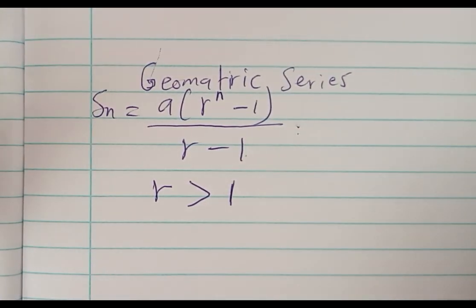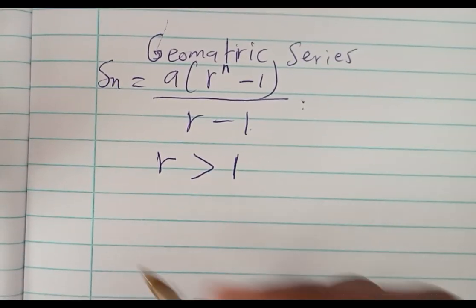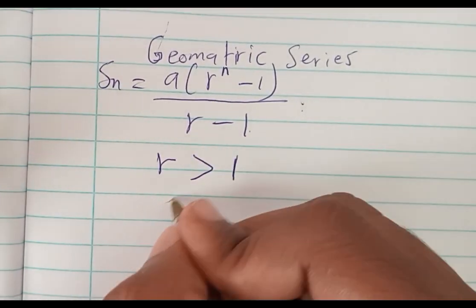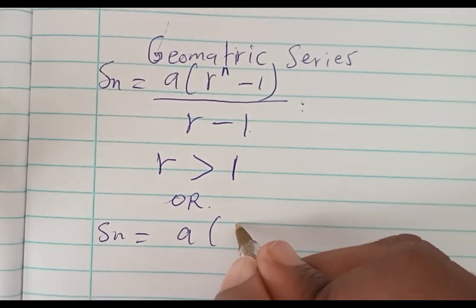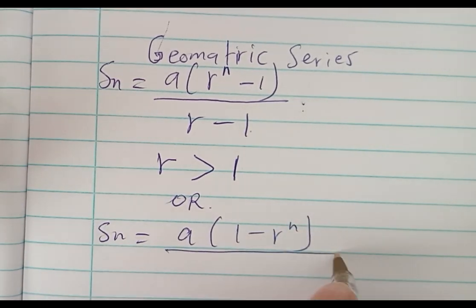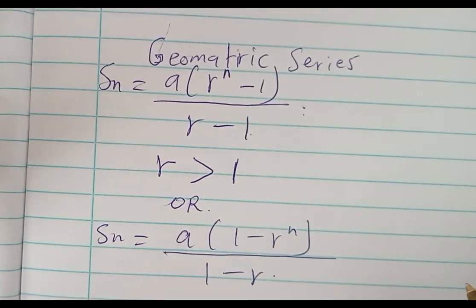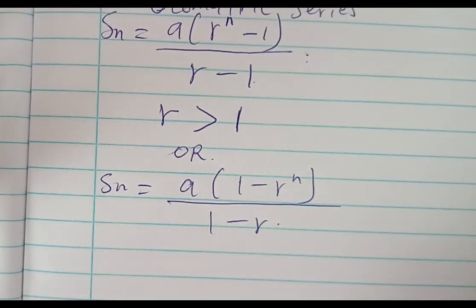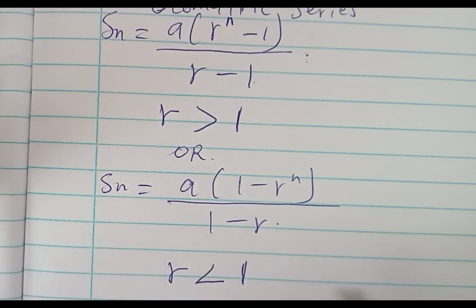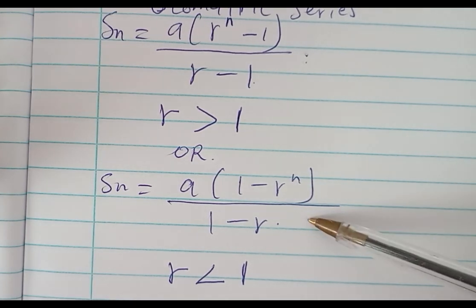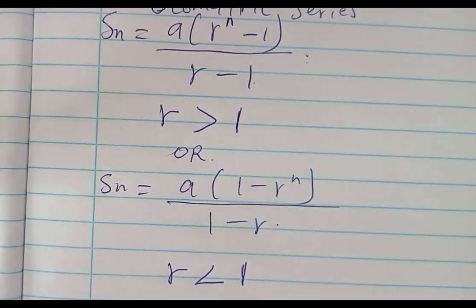Geometric series. So the second formula is either you use this one or you use this one. So for you to use this second one is where r is less than 1. When our ratio is less than 1, we use this one. Okay, so those are the only formulas for geometric series for the sum.